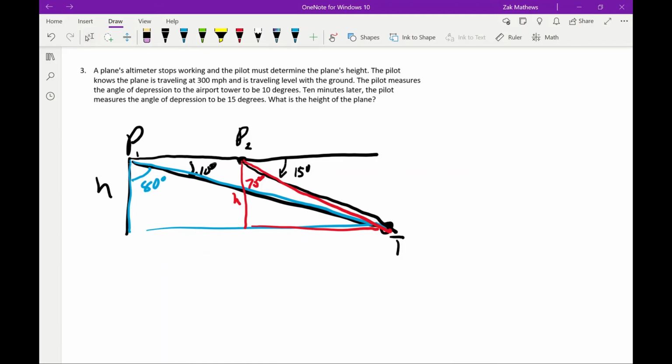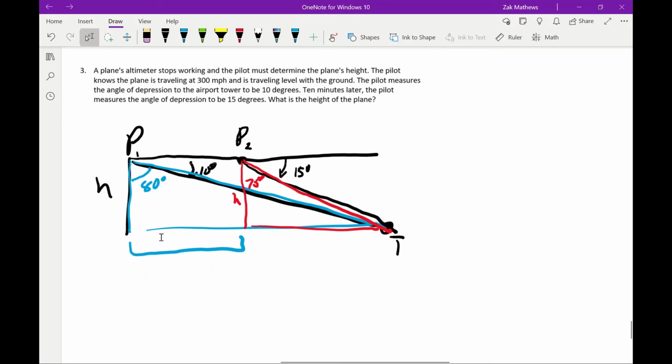I'll draw that a little differently so it's a little clearer. This distance right here, I can figure that out. We know that the plane was traveling 300 miles an hour. We know that the time it took to travel that distance was 10 minutes. Let's make sure that I've done that correctly. 10 minutes later, there we go, it is. 10 minutes later at 300 miles an hour.